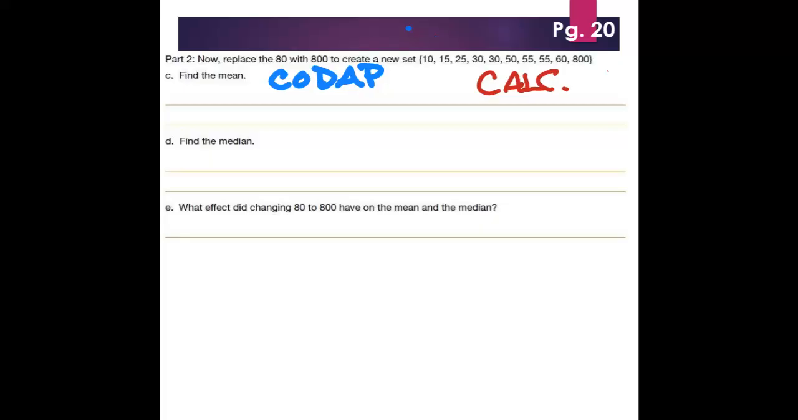113 for the mean? And the median is what? 40? Isn't that the same as what we had before? Calculator people, what did you find for the new mean? 113 and 40. CodeApp people, how long did it take you to find your new mean and median? 2 seconds? Maybe 15 seconds? How long did it take you guys?